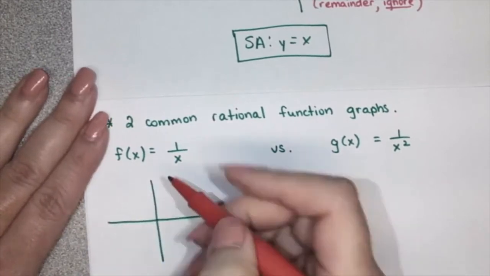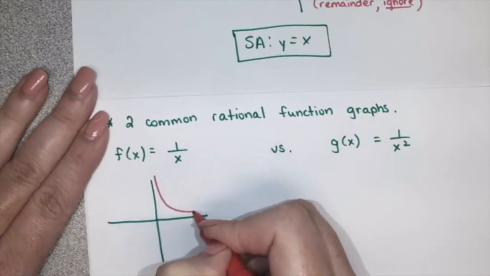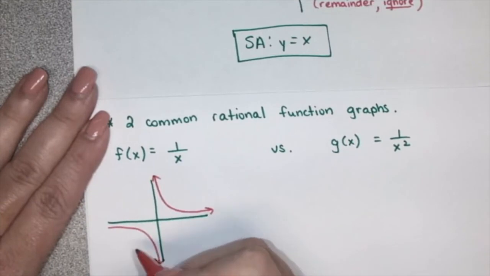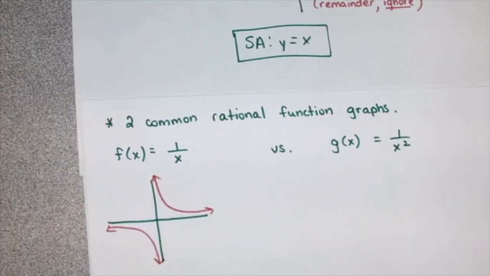It is probably the more common of the two. It's got a curve on the right and it's got a curve on the left. But the most basic one is 1 over x. Okay, we're going to talk about how we might be able to change that in a minute.